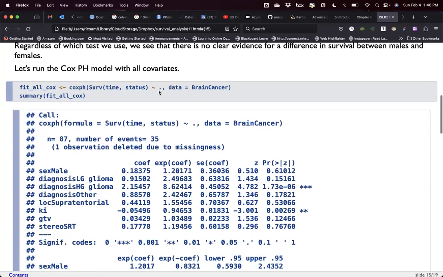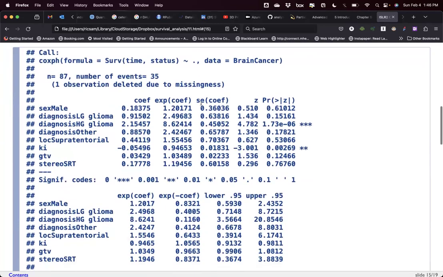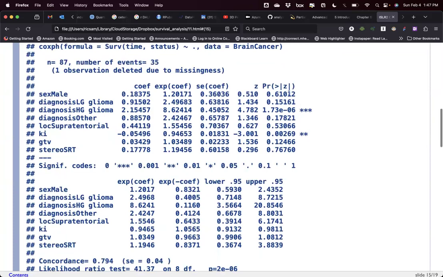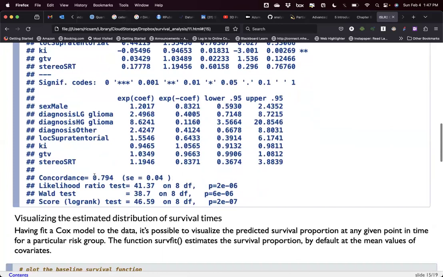So let's do the same function, coxph, but now with all the regressors that we have in that database. We're going to see that we have the gender, the diagnostic, the location, which is supratentorial or the other one, a binary factor too, the CHI, GTV, and stereo RST. And as you can see, only two of them are significant, relying on the p-value: the diagnostic HG glioma and the CHI. The others are not significant in terms of differentiating whether the person is going to achieve the event or not. And we have a concordance of 0.794, which is higher.